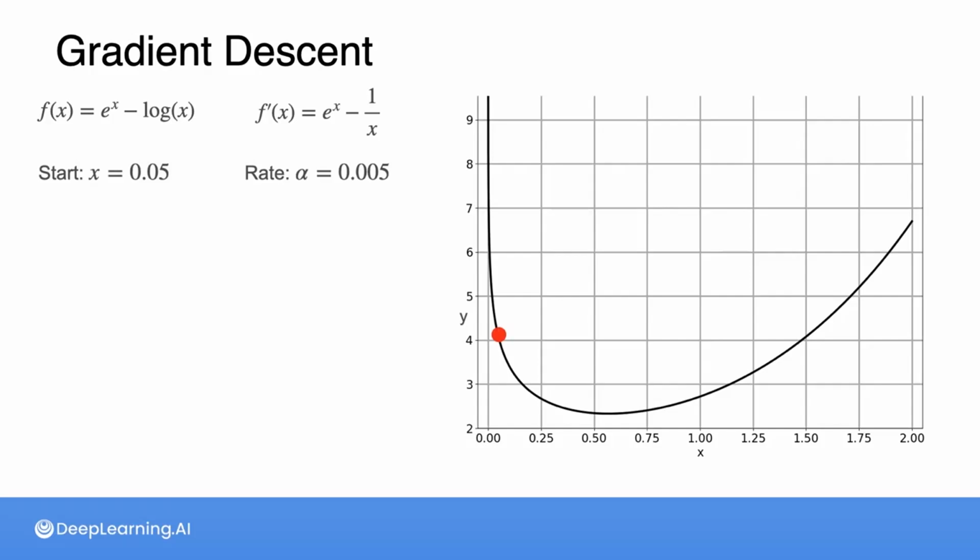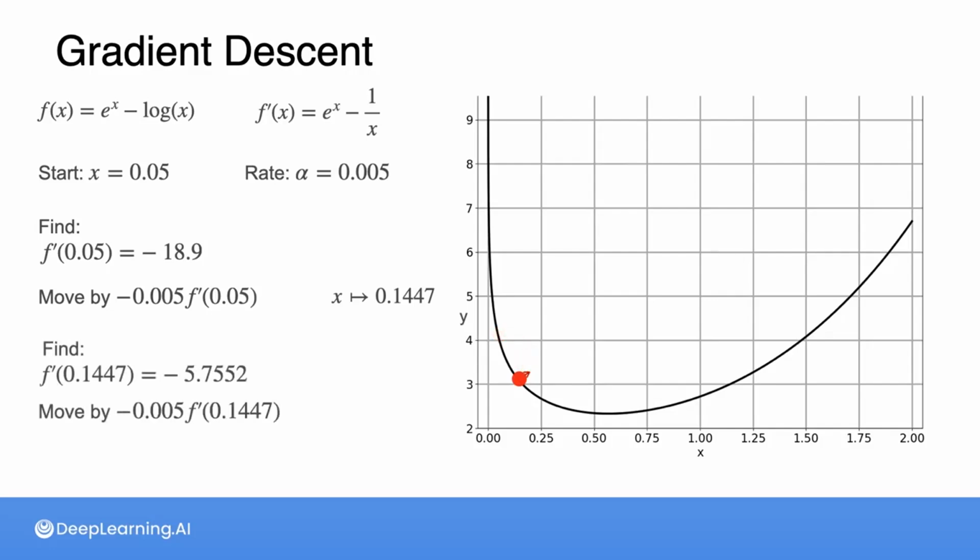So the first iteration is we find the derivative and we move by learning rate times derivative. So we get a new point, 1.1447, which is closer to the minimum. And then we take another iteration. We find the derivative and subtract learning rate times derivative to get 0.1735. And then we can repeat many times until we get pretty close to the minimum.